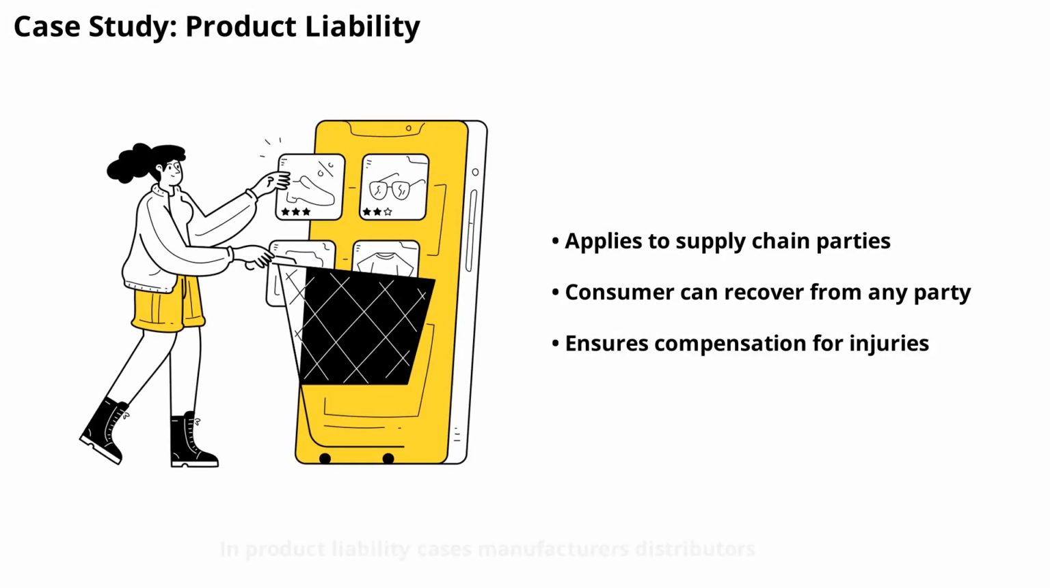In product liability cases, manufacturers, distributors, and retailers may all be held jointly and severally liable for injuries caused by defective products. This allows injured consumers to recover damages from any party in the supply chain, ensuring that compensation is available even if some parties are insolvent.